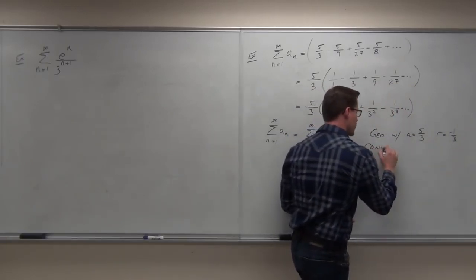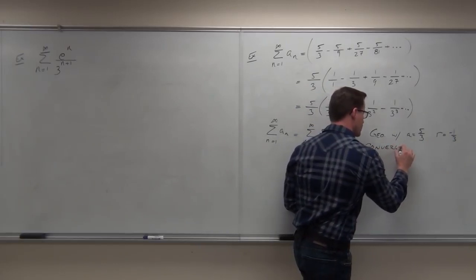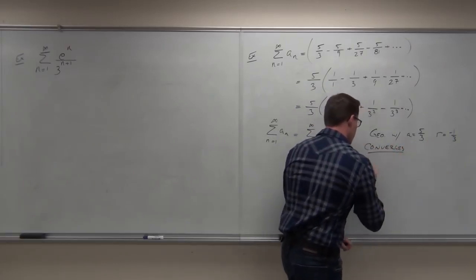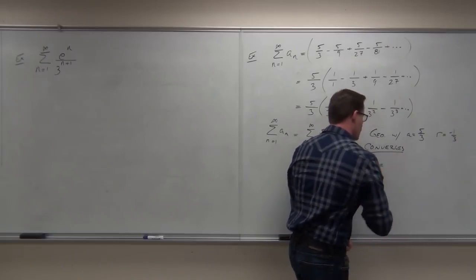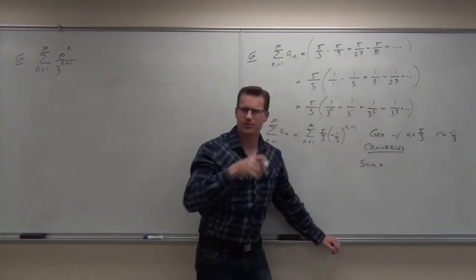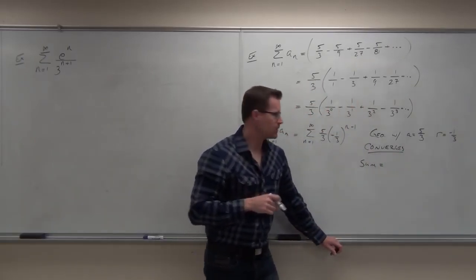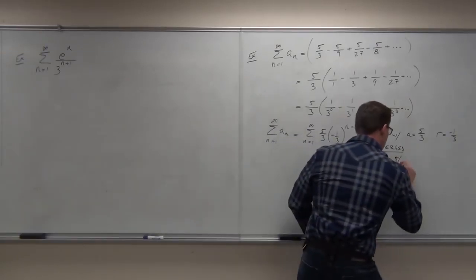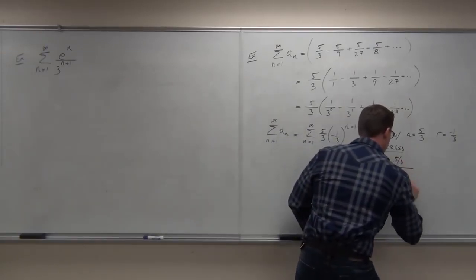That's the first thing you say, okay? This converges. Then we find out the sum. The sum of this series is, how would you find out the sum? A over 1 minus R.